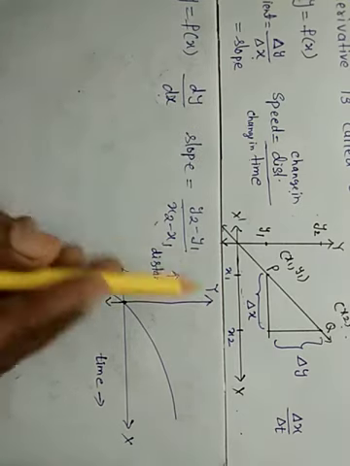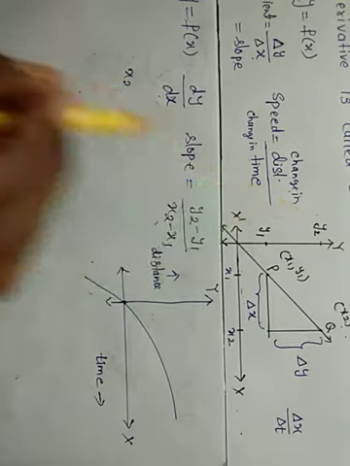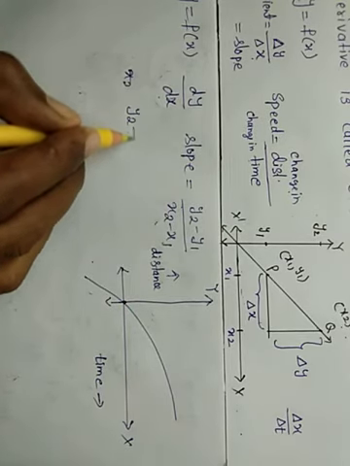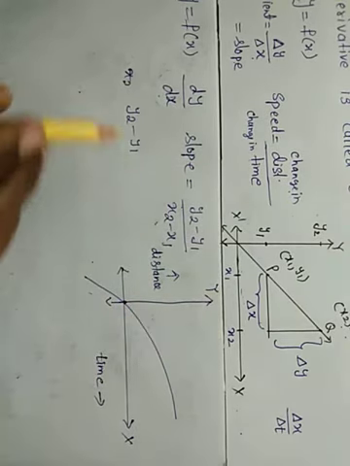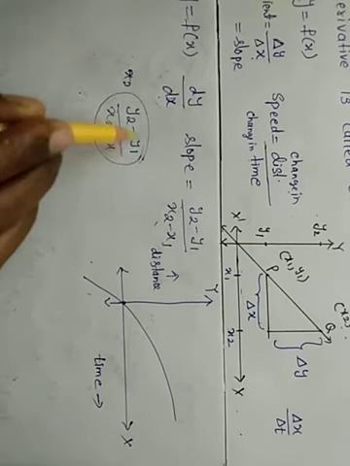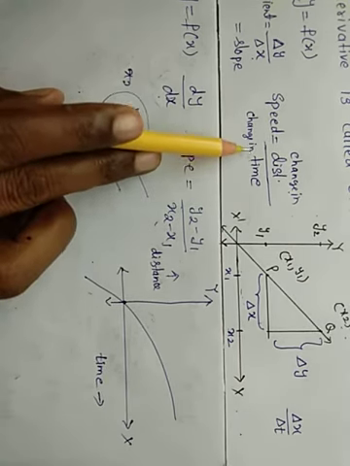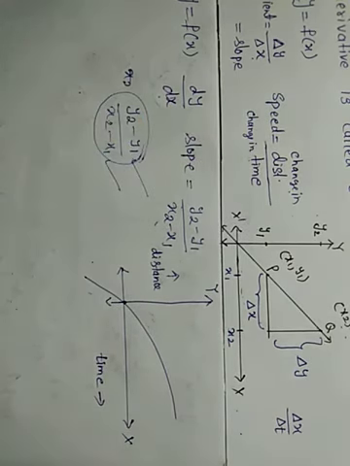Change in distance means, for example, y2 minus y1. Change in time, here suppose I am taking x2 minus x1. Then it indicates speed over here. If this one is distance and this one is time, then this ratio indicates speed in this case.